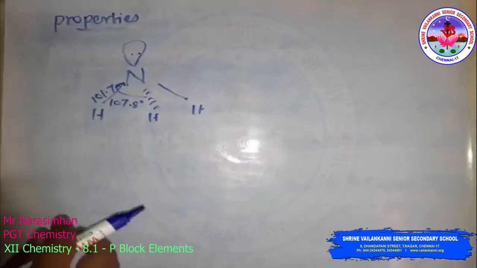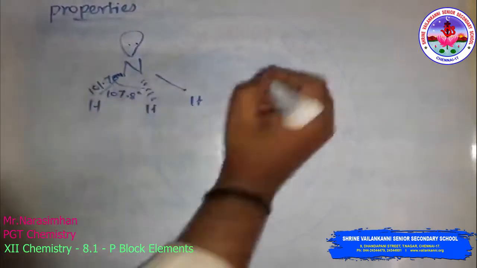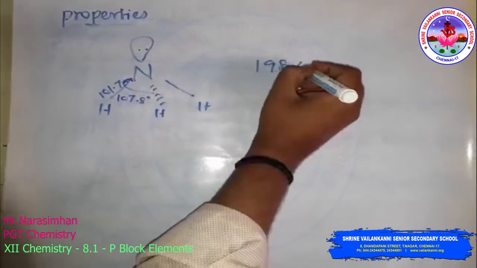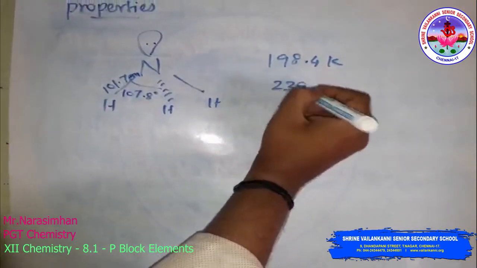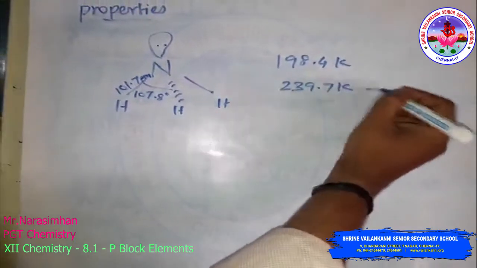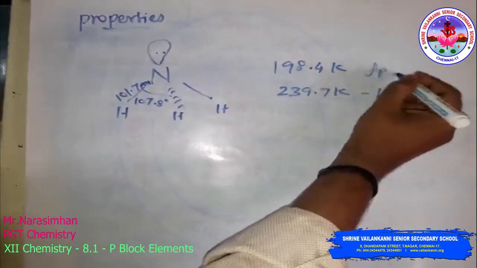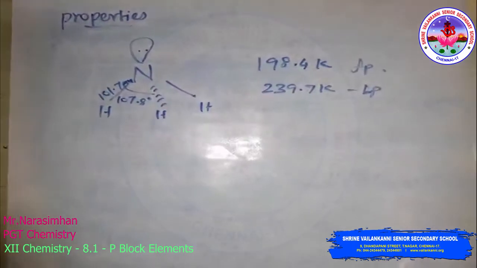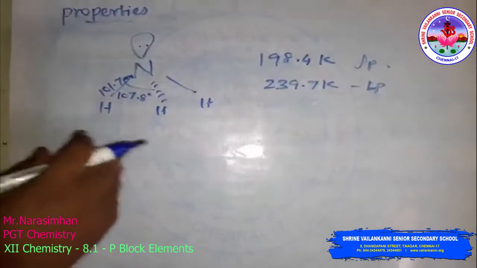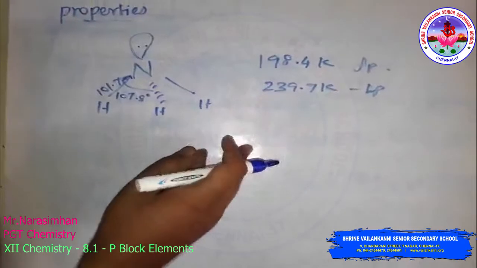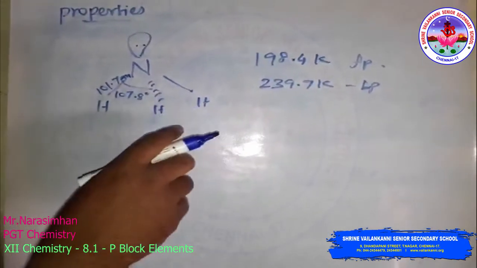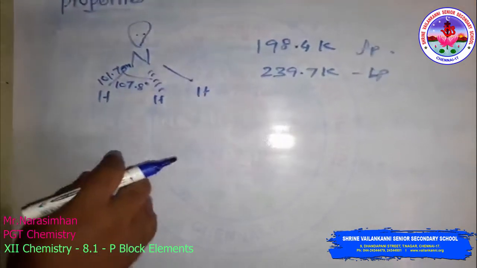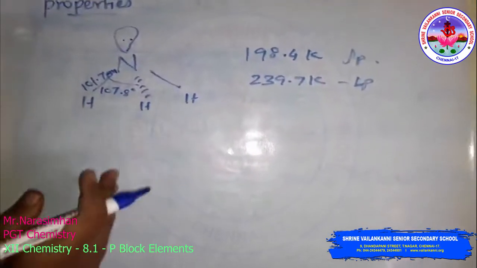Here the freezing point is 198.4 Kelvin and the boiling point is 239.7 Kelvin. In the solid and liquid states it is associated through hydrogen bonds, as in the case of water, and that accounts for its higher melting and boiling points than expected on the basis of the molecular mass.